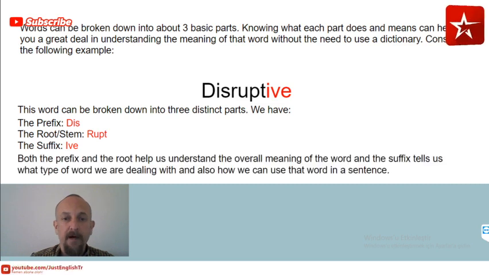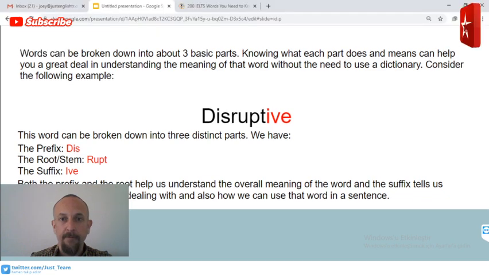And all of these parts are basically telling me a lot of information about this word. The prefix dis is telling me that this word may be negative. The root or stem is also giving me a meaning, the main meaning of that word. And the suffix ive is actually telling me how I should use that word in a sentence. Let's have a look at an example.